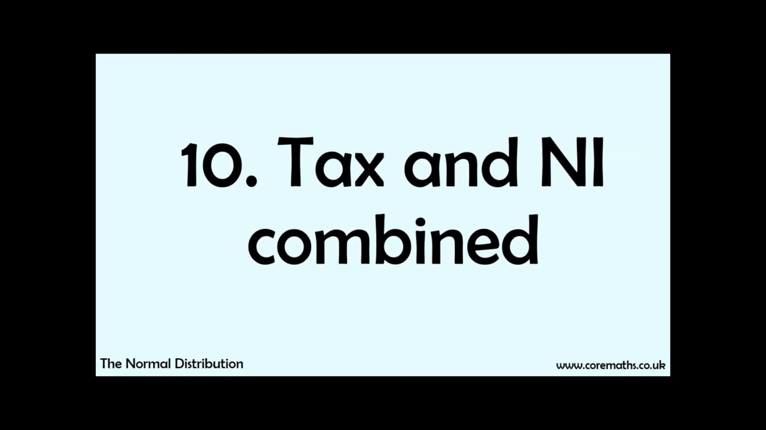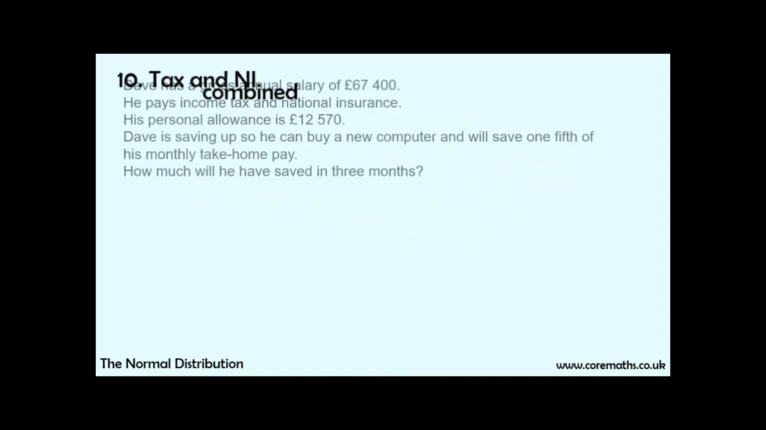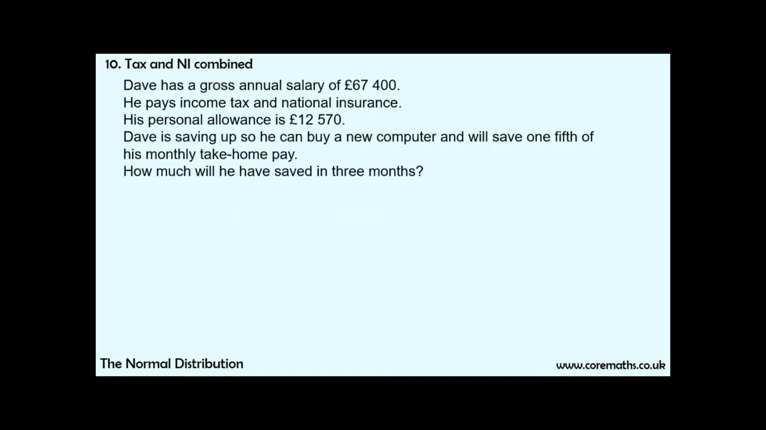Right. Tax and national insurance combined together in one question. Here we go. Dave has a gross annual salary of £67,400. He pays income tax and national insurance. His personal allowance is £12,570. Dave is saving up so he can buy a new computer and will save 1/5 of his monthly take-home pay. How much will he have saved in 3 months?